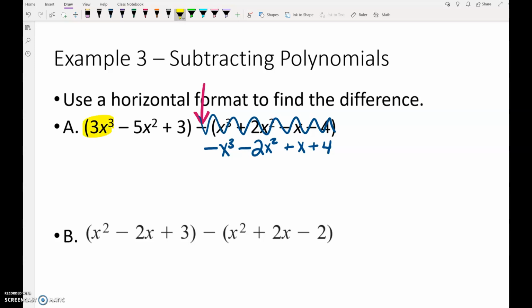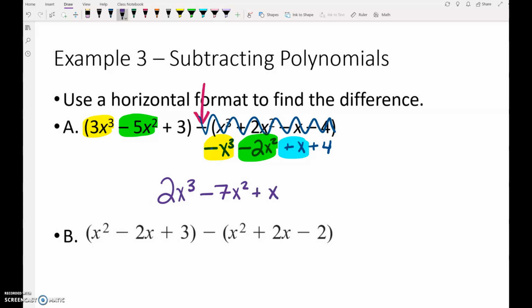Now we combine like terms. We've got x to the third and -x to the third. That combines to give us 2x to the third. -5x squared and -2x squared. That combines to give us -7x squared. The x doesn't have a partner, so it stays just the x. And then the 3 and the 4 combine to give us 7.